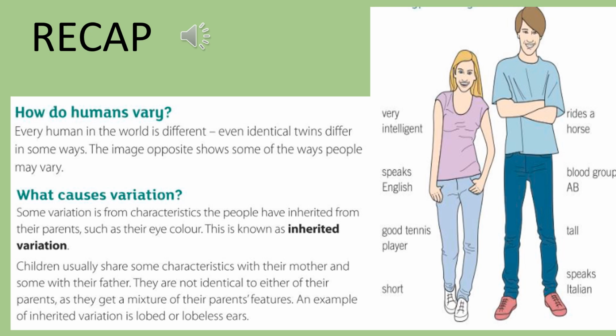Okay, so first thing we want to do is to recap what we already know about variation. Hopefully in your last lesson you looked at this idea that humans vary, even twins can differ. I know that my twins, I've got a boy and a girl, they're completely different. So we have to understand what happens with variation, and variation is based on two things, inherited variation and environmental variation.